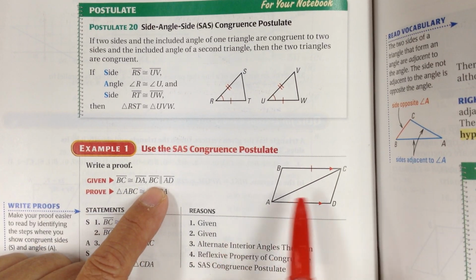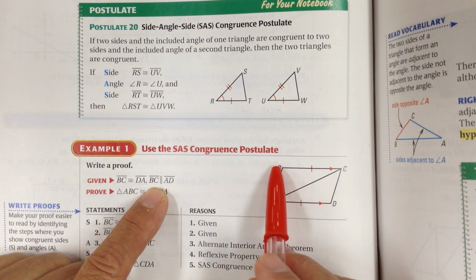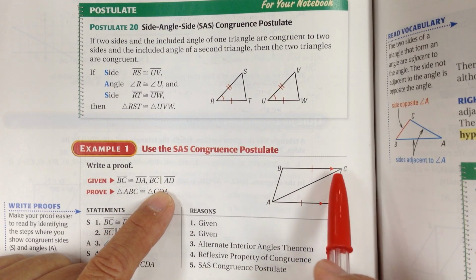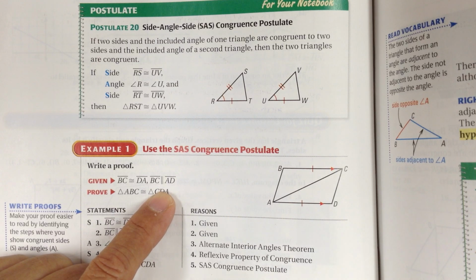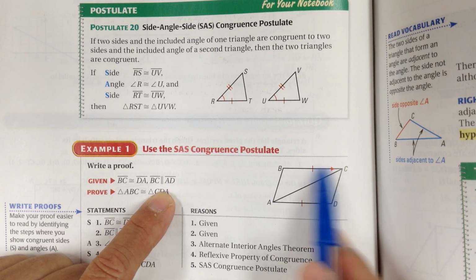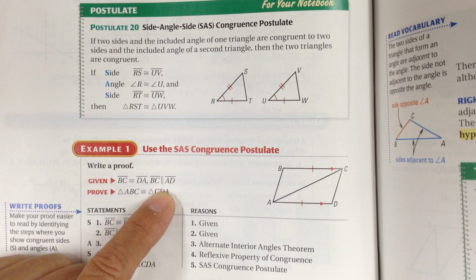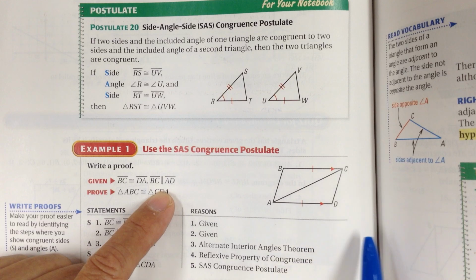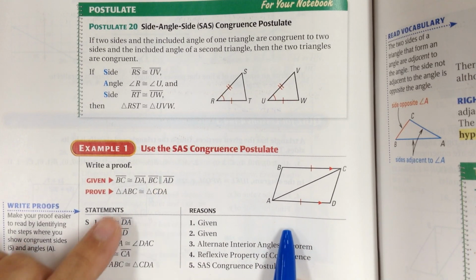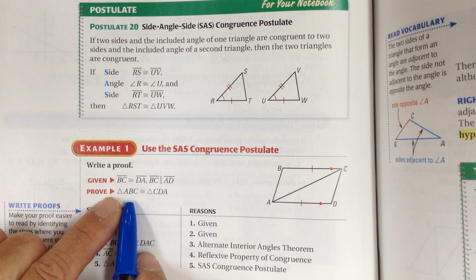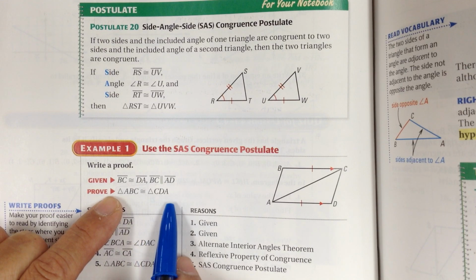Next one, when they give you the parallel, BC is parallel to AD, so you put the little red arrows right over here. See the red arrow? That tells you that these are parallel. Now, you have to be able to do this automatically. Whenever you have parallel lines, you have to think about alternate interior angles or corresponding angles. Those are things you have to look for. In this case, you have to look for alternate interior angles. And you want to prove that triangle ABC is congruent to CDA.